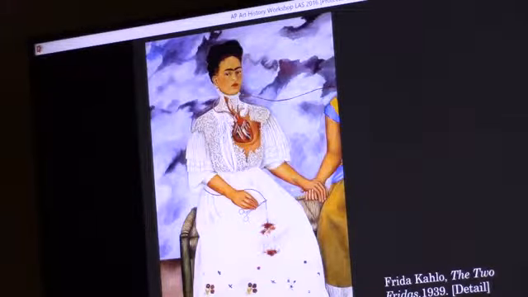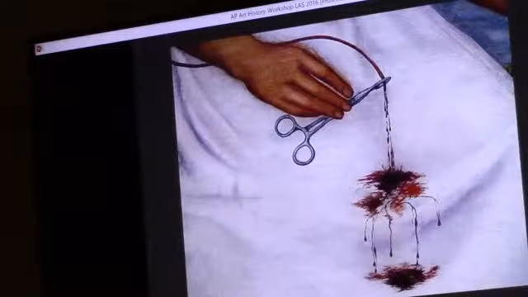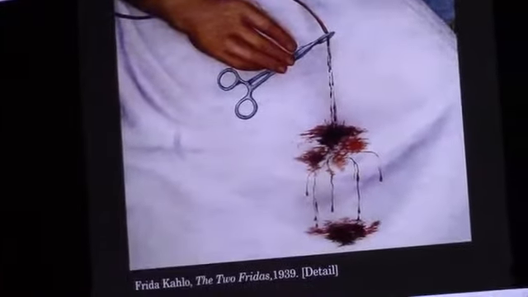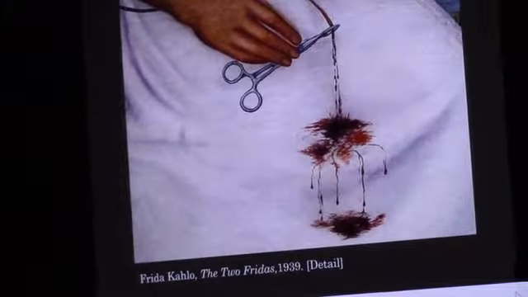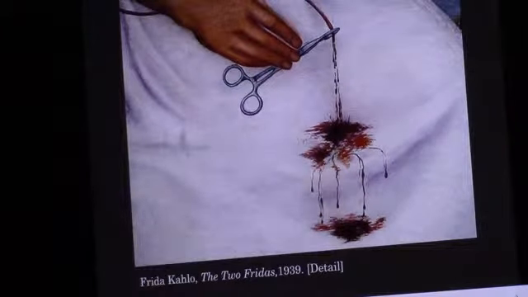So here we have the vein cut with the puddle of blood. Blood and death are fairly common themes in her work. Pain. Yeah, it's common. Pain, and I'll talk about the blood in a minute.